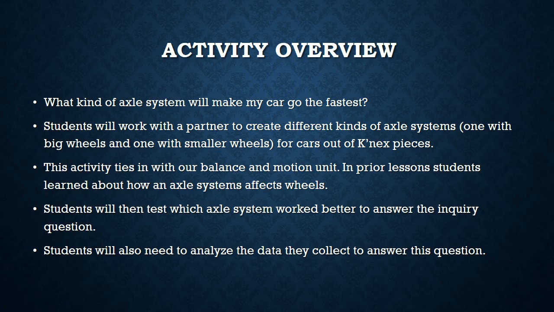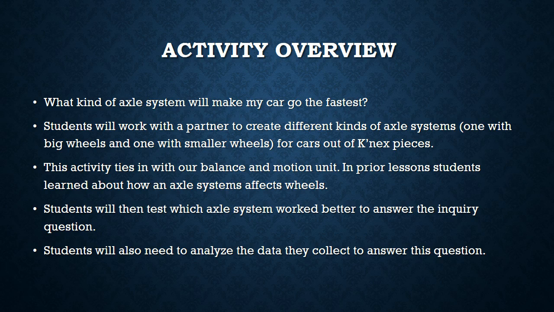I chose for this activity to build upon a unit that we have already done in marking period 1. That unit is balance and motion. So I decided to come up with the question, what kind of axle system will make my car go the fastest? In our balance and motion unit, my students actually had the chance to explore axle systems and how they impact wheels going down a ramp.